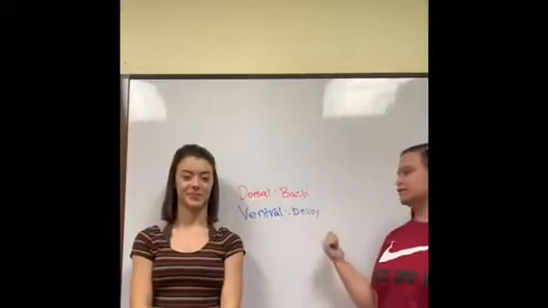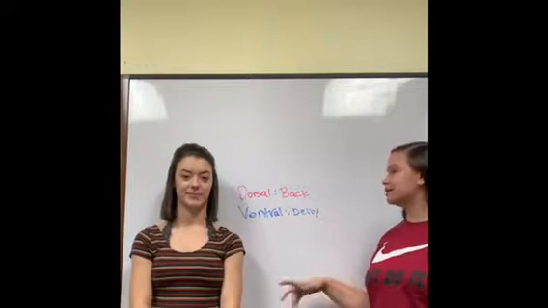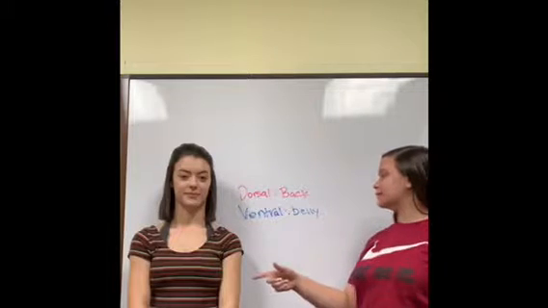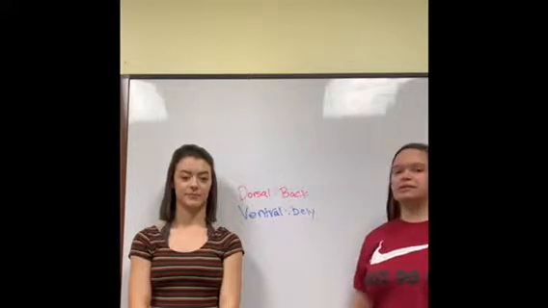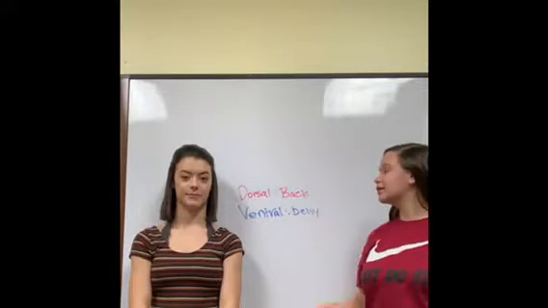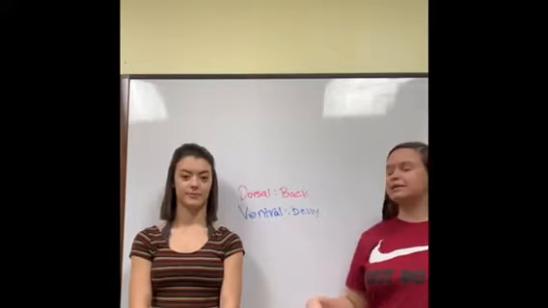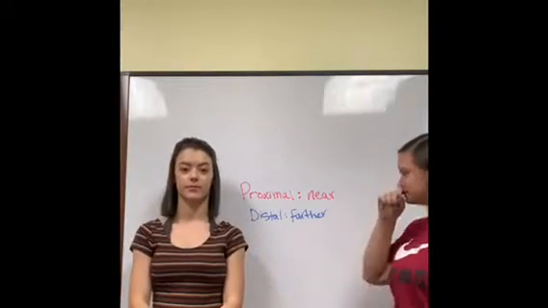Next we have dorsal and ventral. Dorsal is anything towards the back of the body. For example, the spinal cord is dorsal to your rib cage. Ventral is anything towards the belly or in the middle of your body. An example of that would be your rib cage or any organ inside your rib cage is ventral to your spinal cord.